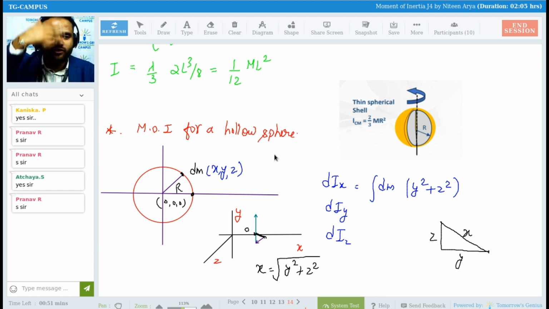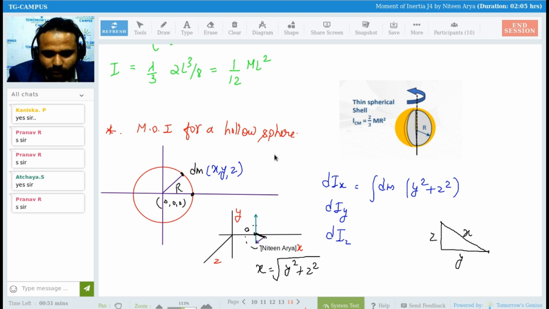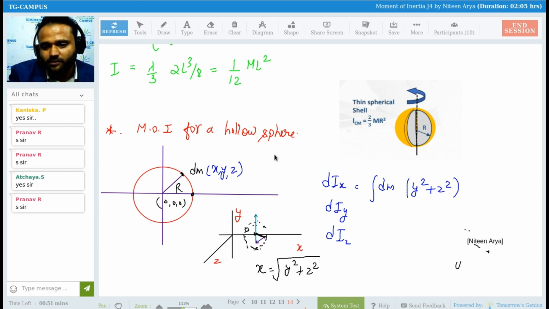If I want to find the x axis from this perpendicular, so this is x in this way. If this is the point of rotation, so this is x and this is y and this is z. So in this way, the distance is going to be y square plus z square from this axis of rotation, containing the y and z axes. Clear everyone?